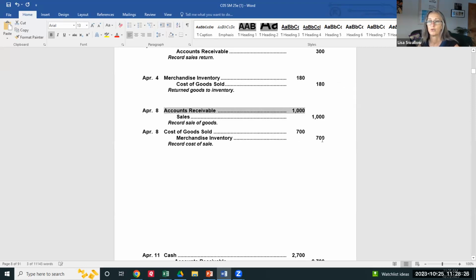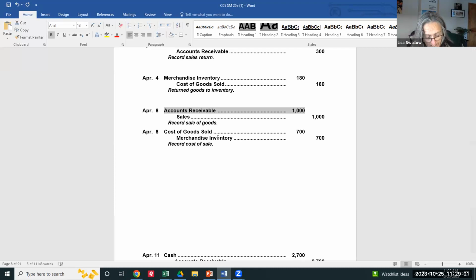Then I've got to move the $700 of beef out of my freezer warehouse because it's no longer physically there. It's no longer an asset, and it has become an expense because I've used it up. Okay, and I've got to match, according to the matching principle, cost of goods sold against sales. So I go do that. Debit COGS, it's an expense. Credit inventory, current asset.